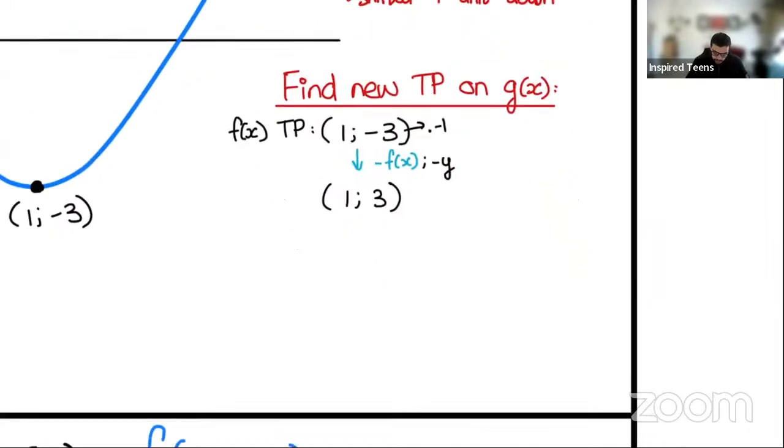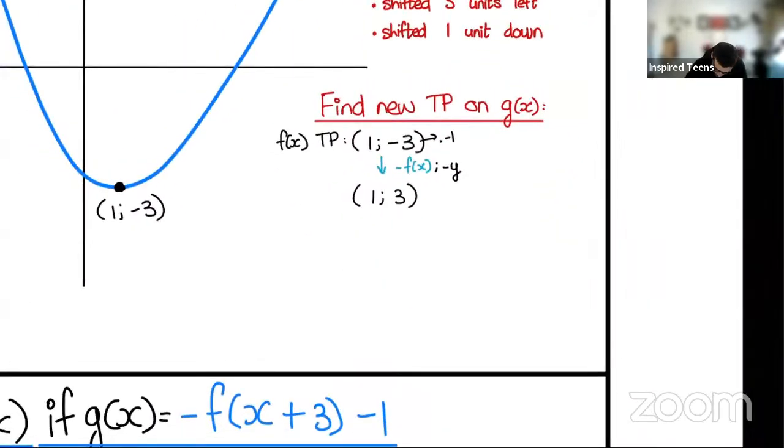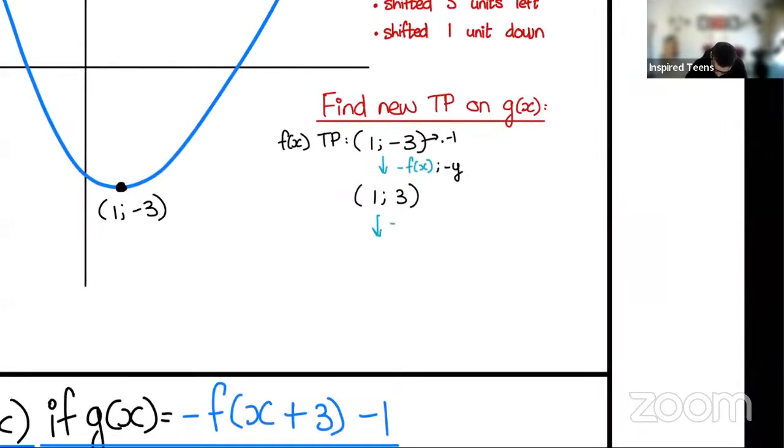So in this case, in order to shift the graph to the left, I'm going to make the change of x plus 3. Okay, I'm essentially going to subtract 3. The change that I'm going to make is minus 3 from x. So I'm going to say 1 minus 3. And that's going to give me -2.